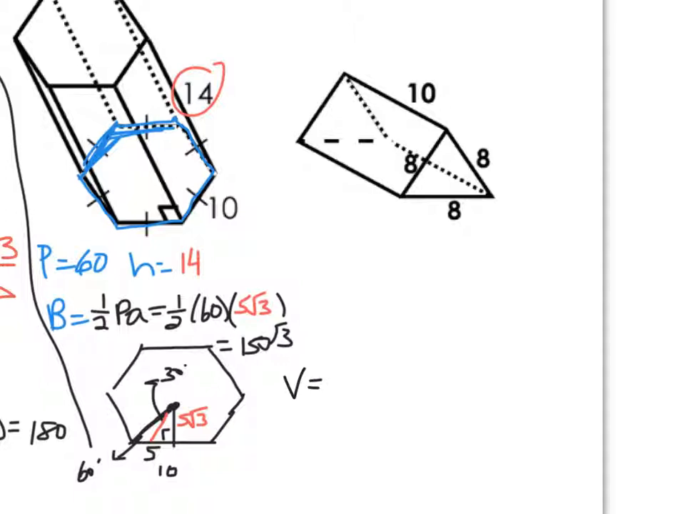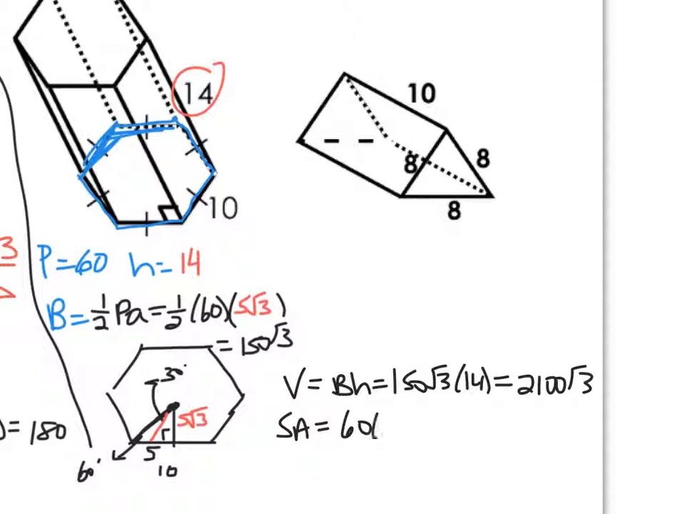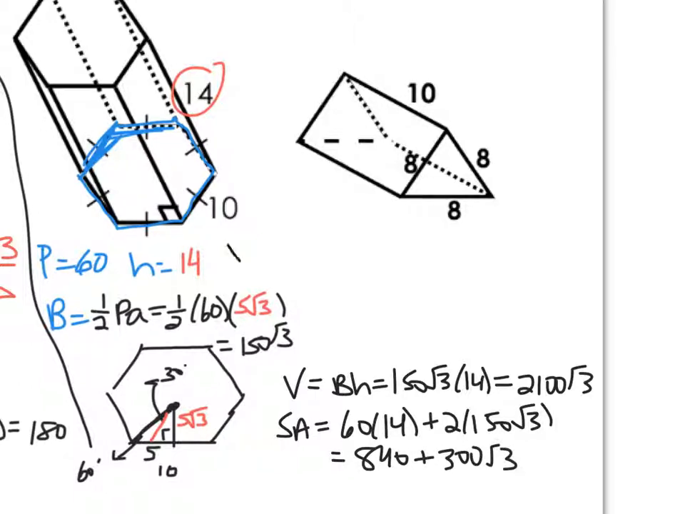Now we need to plug into our two normal formulas, which would be volume equals base times height. My base was 150 root 3, height of 14. So that gives me 2100 square root 3. Surface area is perimeter, which is 60 times height 14, plus 2 times my base was 150 root 3. And that gives me 840 plus 300 square root 3.